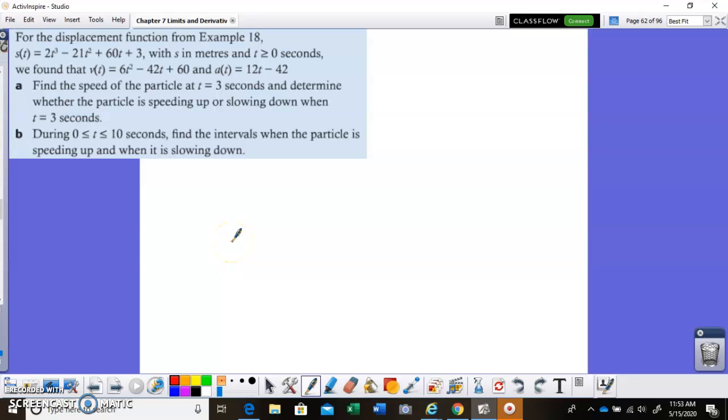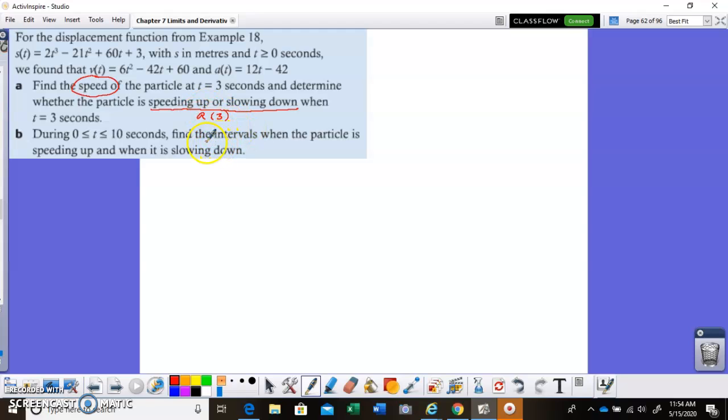All right, so we've been working with the same problem, the same displacement function since the beginning of the lesson, and now we're going to bring it all together with the relationship between displacement, velocity, and acceleration. Part A is asking us to find the speed, the absolute value of velocity, of the particle at t equals 3 seconds, and then figure out whether it's speeding up or slowing down. Speeding up or slowing down means that we need to find the acceleration at 3. We want to find out whether that's going to match the velocity or not.